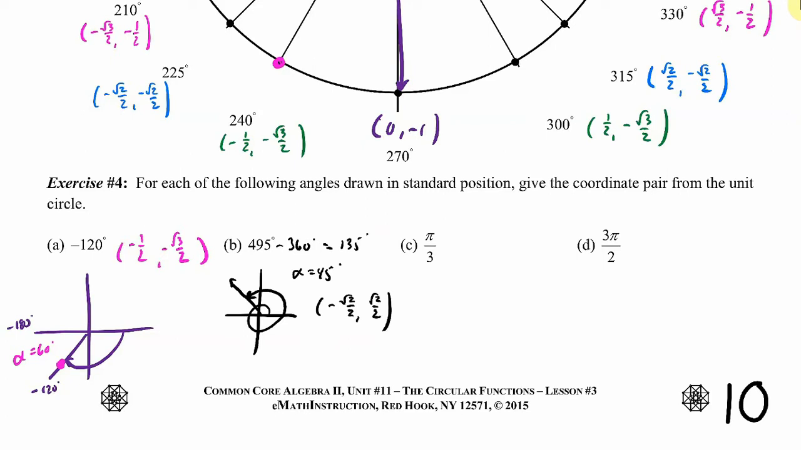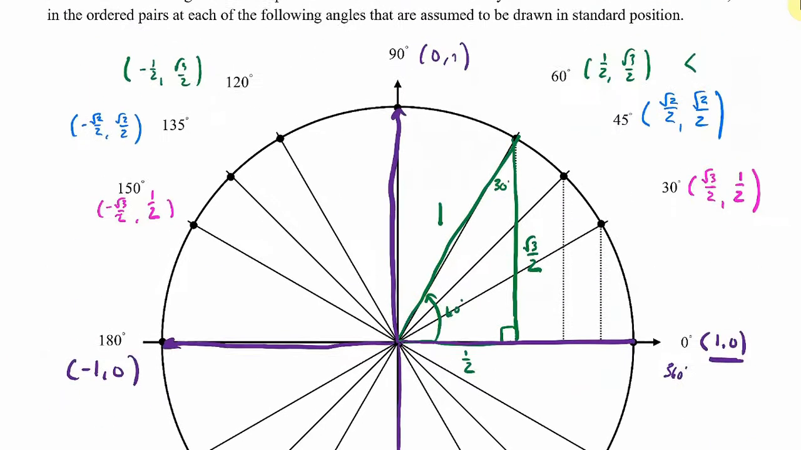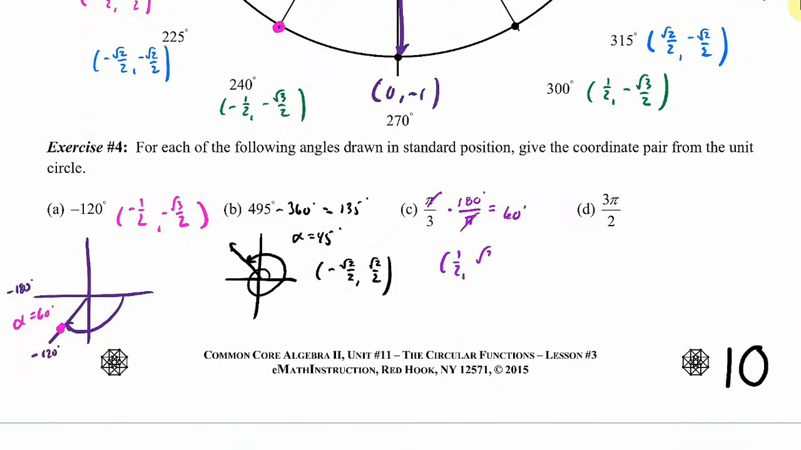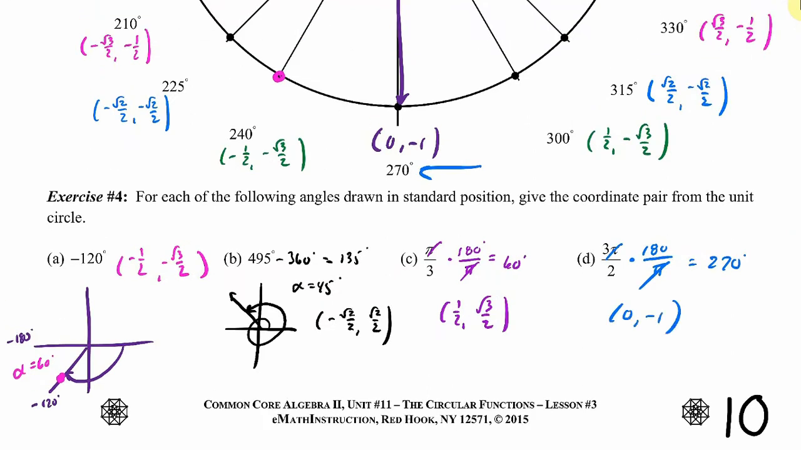Now, working in terms of radians, for now I would recommend converting into degrees. It's probably just going to be easier for you. So pi over 3, I'm going to multiply by 180 over pi. That becomes 180 degrees over 3, which is 60 degrees. So I can come up here, and look, it's 60 degrees. I'm at (1/2, radical 3 over 2). And for part D, 180 over pi. 3 times 180 divided by 2 ends up being 270 degrees. That's a quadrantal. We can see it right down there at the bottom of the screen. (0, -1) is the coordinate.